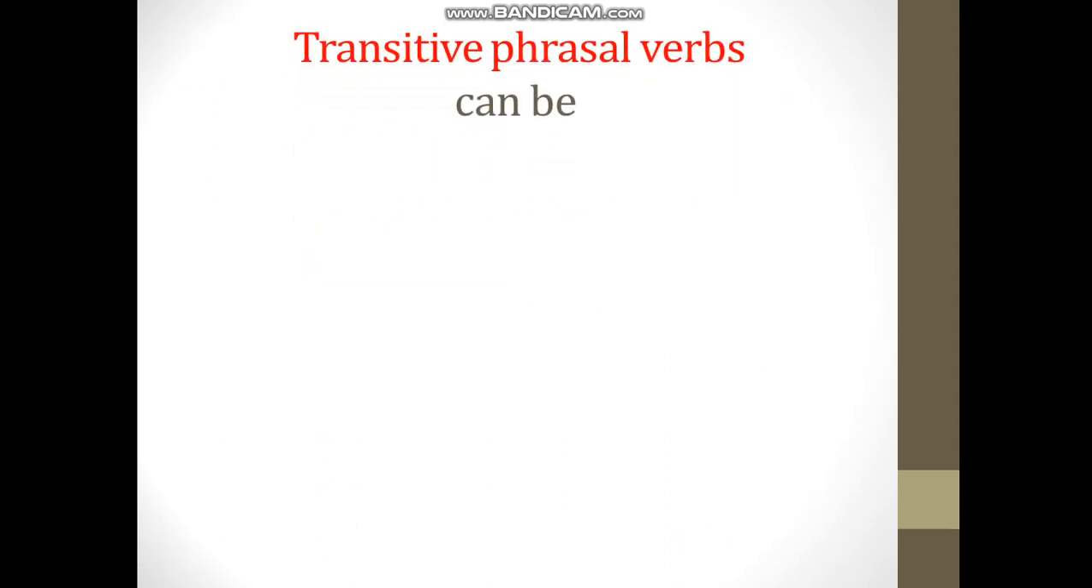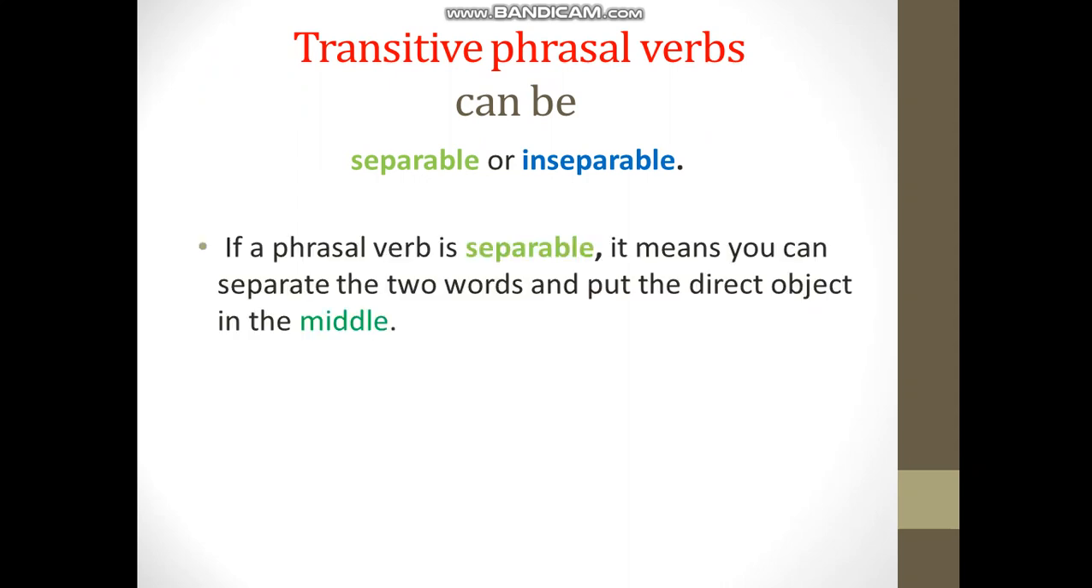Transitive phrasal verbs can be separable or inseparable. If a phrasal verb is separable, it means you can separate the two words and put the direct object in the middle. If it is inseparable, you cannot do this.